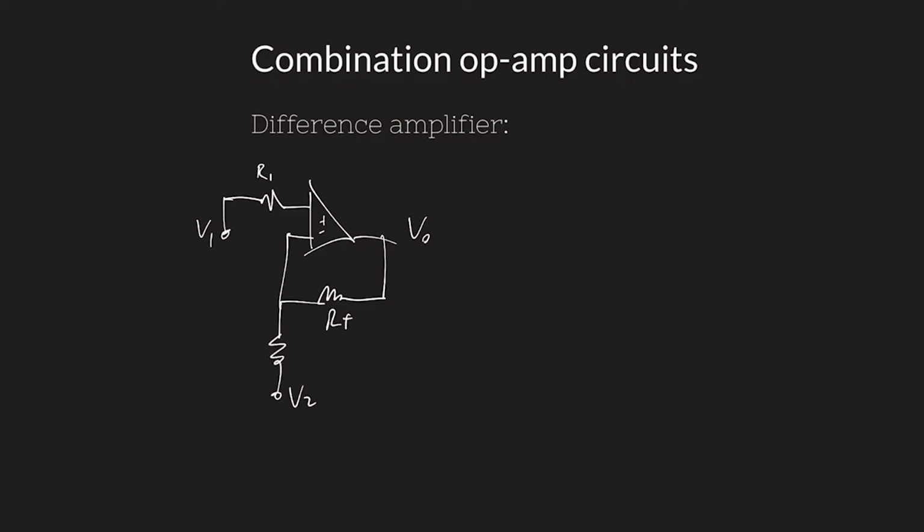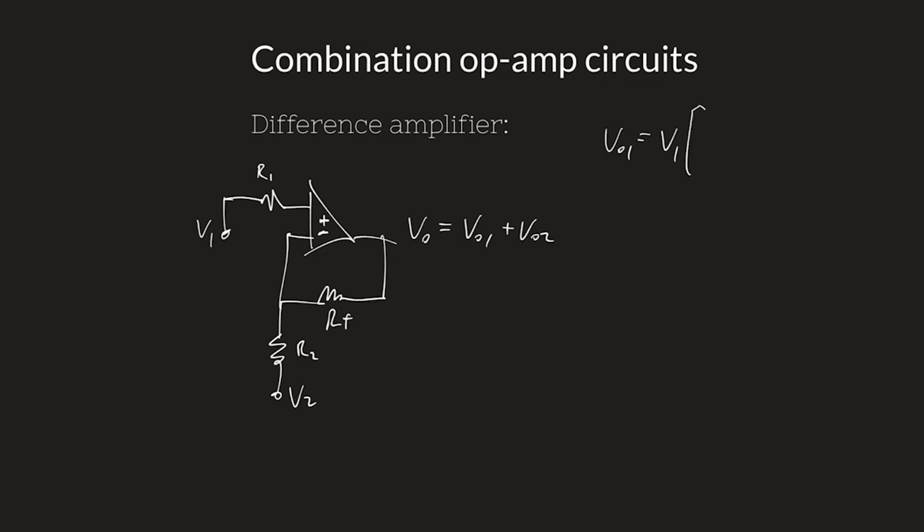We have V1 on the non-inverting side and V2 on the inverting side. V out is linear in the sources, it's linear in the inputs. So V out is V out due to 1 plus V out due to 2. V out due to 1 is V1 times its gain factor.